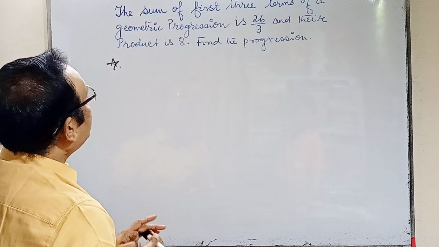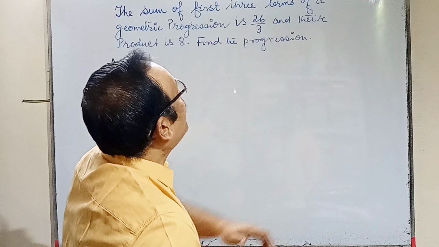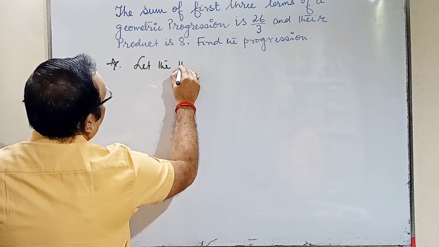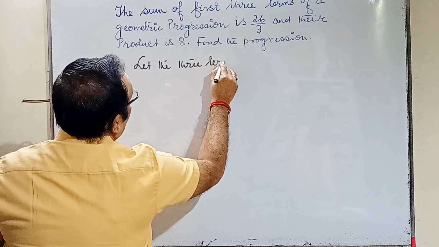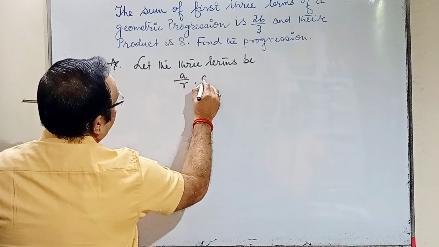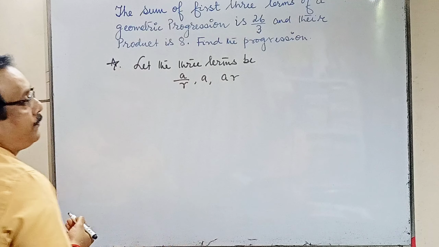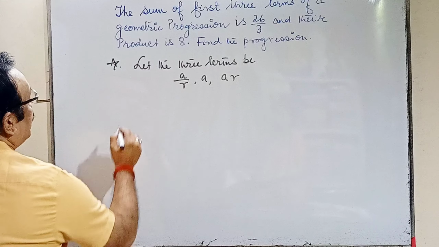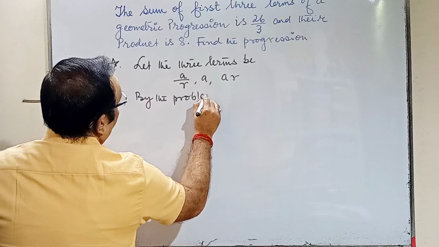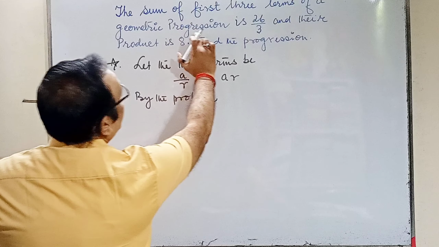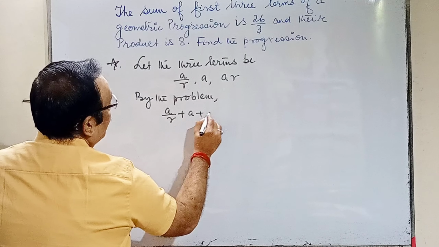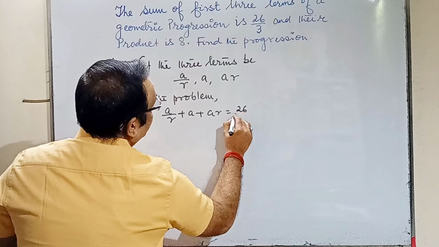So the question says there are three terms of a GP. Let the three terms be A by R, A, AR. These are the three terms of the GP. So by the problem, what is said? The sum of these terms is 26 by 3. So A by R plus A plus AR is equal to 26 by 3.